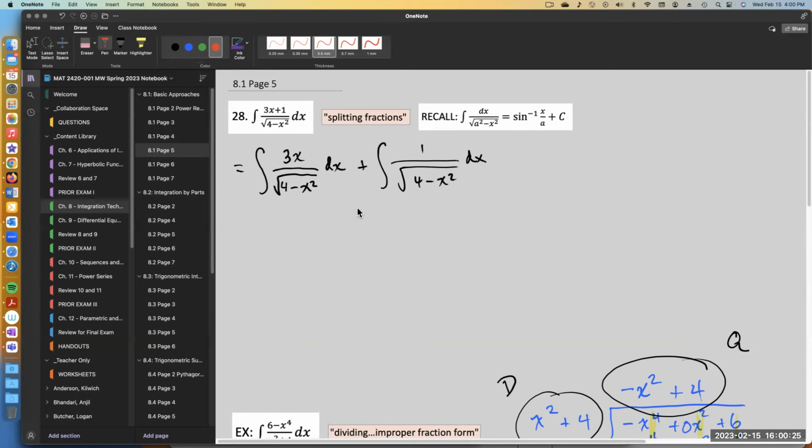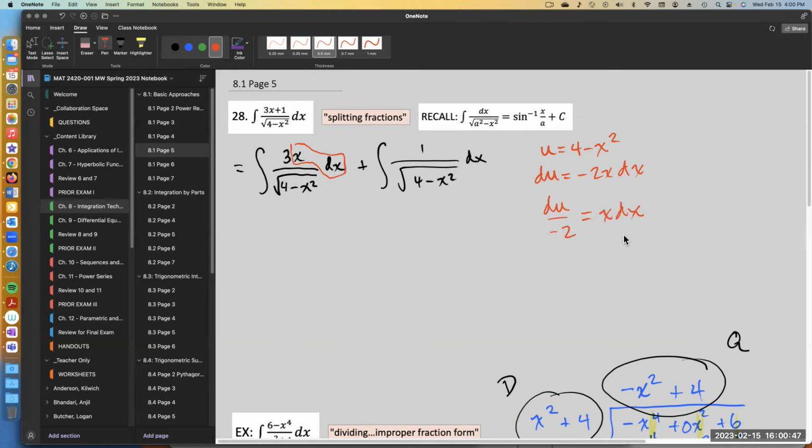So what we're going to do, let's just do it off to the side, is let u be what's inside the square root. Then du will be minus 2x dx. And when I look in this numerator, I see an x dx right there. So we're going to isolate the x dx over here.